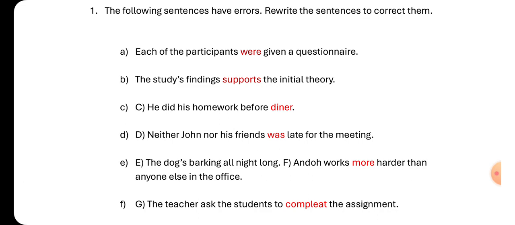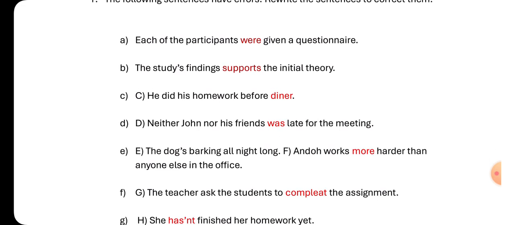So the studies what? Findings. So they are a plural subject rather. The word findings is plural. So you can't agree a plural subject with a singular verb. So you can't say the studies findings supports. Findings and supports disagree here. So you correct it by saying the studies findings support instead of supports. The S makes it the problem. So you see where the problem lies. So you just correct it that way.